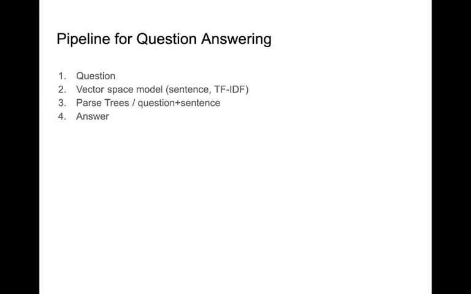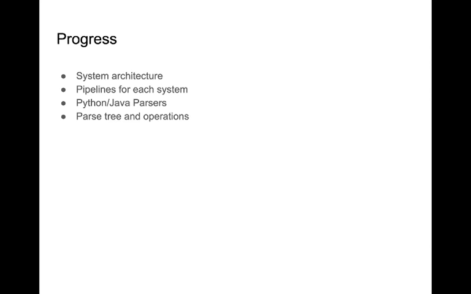For question answering, we're given a question, then we want to use a vector space model to model the question so that we can see what's closest in the article to the question that we're given, because the answer will presumably be in that sentence. We can represent this as a parse tree. We can hopefully invert the operations that we used for the question generation to make an answer, and then we produce that.